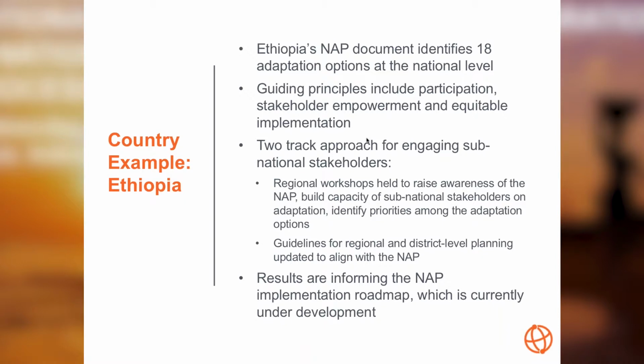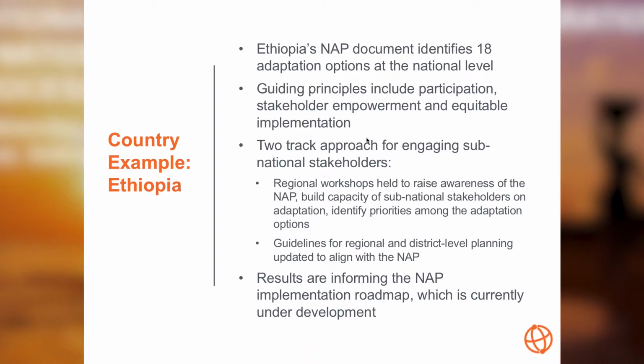I'm now going to share a couple of examples that illustrate how different countries are approaching the challenge of vertical integration. Starting in Ethiopia, where the NAP document focuses on adaptation options and strategic priorities from the national perspective. The document identifies 18 different adaptation options that address climate risks across sectors. It also highlights the key principles that will guide implementation.